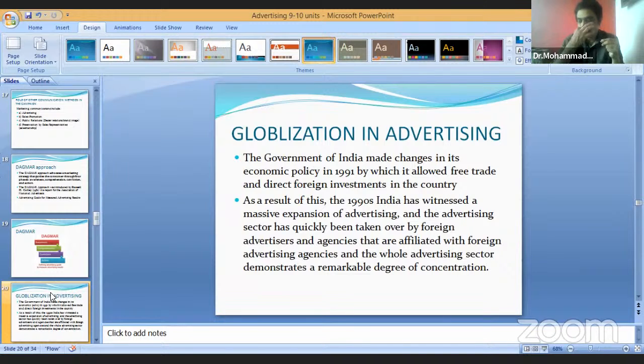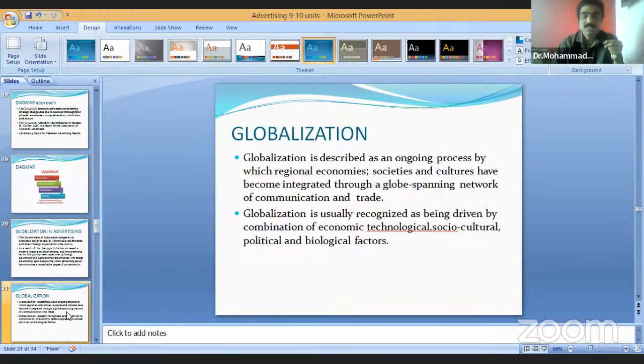So many multinational companies, through foreign direct investment in advertising agencies as well as creative firms, also started their branches and invested in the local advertising agencies.